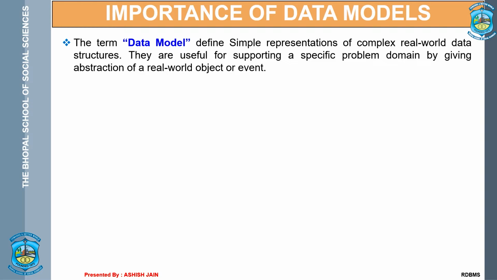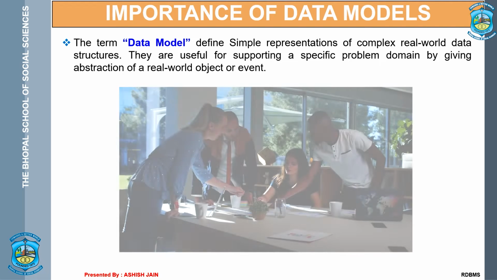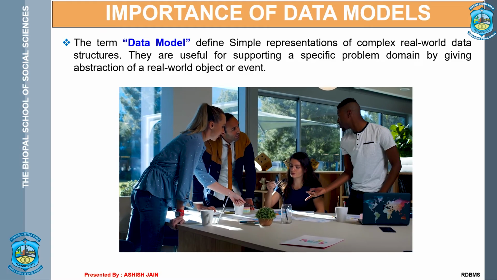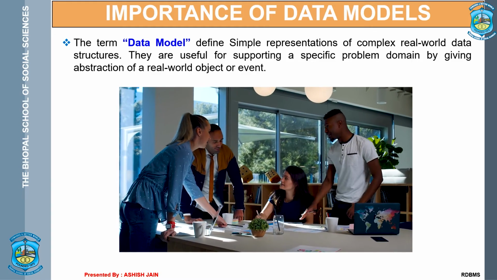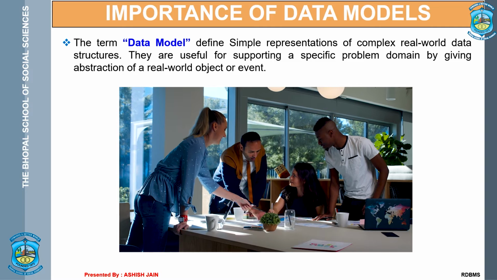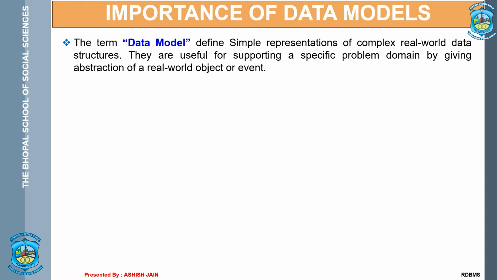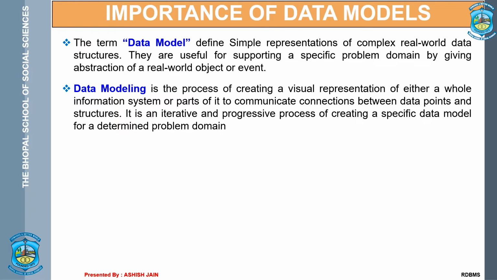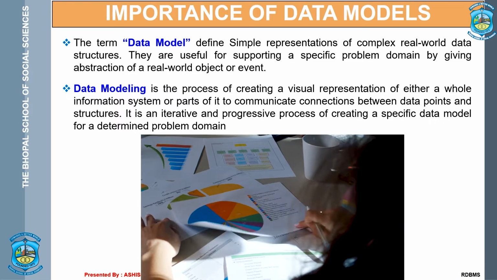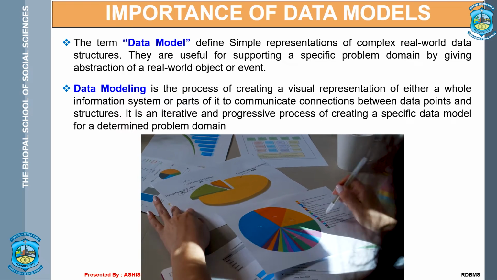Let us see some importance of the data models we have. The term data model simply defines the simple representation of complex real-world data structures that are useful for supporting a specific problem domain. How we represent real-world objects using a database is defined in data models. And we can say that data modeling is a process of creating a visual representation. This is a logical representation, not the physical one.